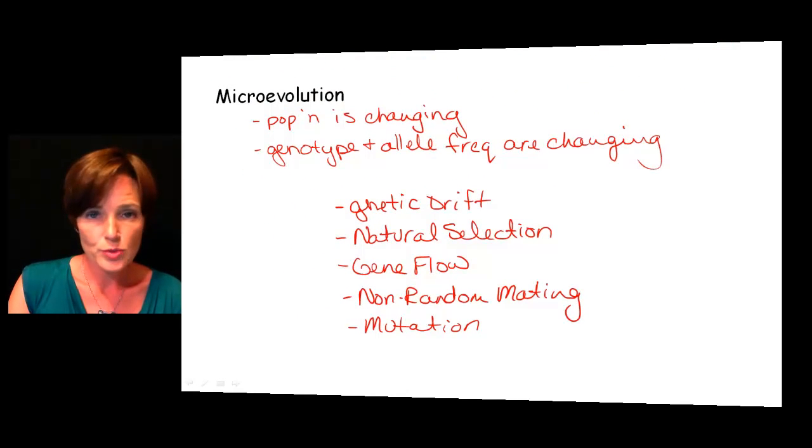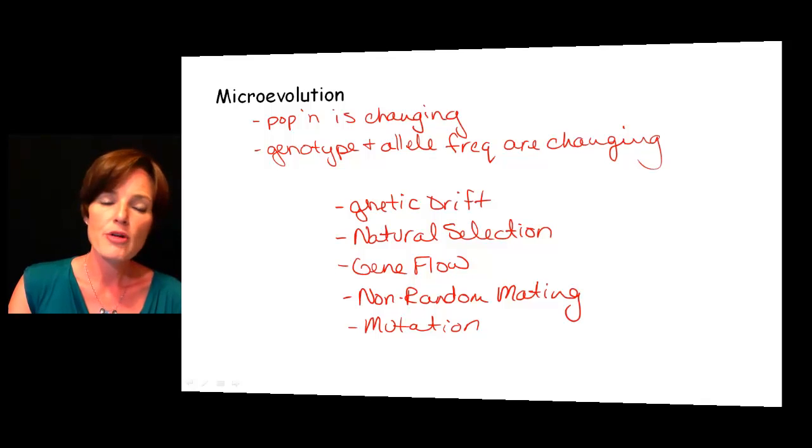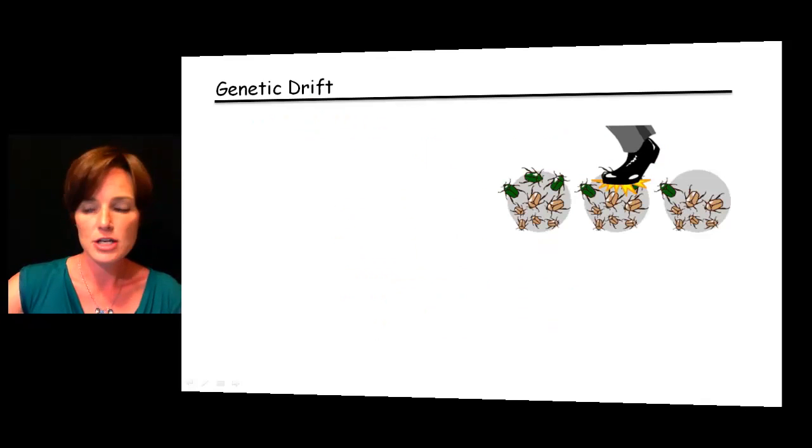Basically what we're doing here is we're contradicting those assumptions that we made with Hardy-Weinberg. So if any of these are taking place, then we do expect to have some microevolution taking place, or changes in the population. So let's start to take a look at some of these things. What do we mean by genetic drift?